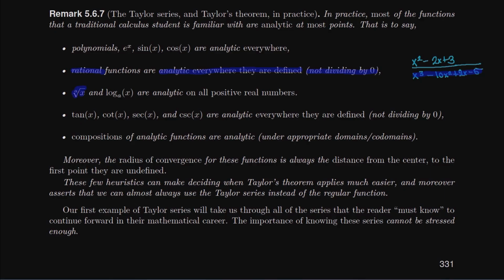Something like the square root of x and logarithm of base a, including the natural logarithm, right? Log of x is just log base e. These are going to be analytic on all positive real numbers, so you can Taylor represent them on all positive real numbers. Similar to dividing by 0, the logarithm is undefined when you plug in 0. The square root function is undefined when you go negative. Technically it's defined at 0, but infinitely close to 0 on the negative side, it's also not defined. And so you can only really define these using the Taylor series on positive numbers.